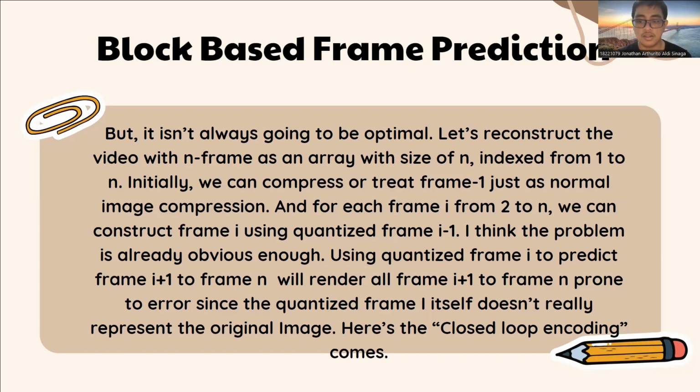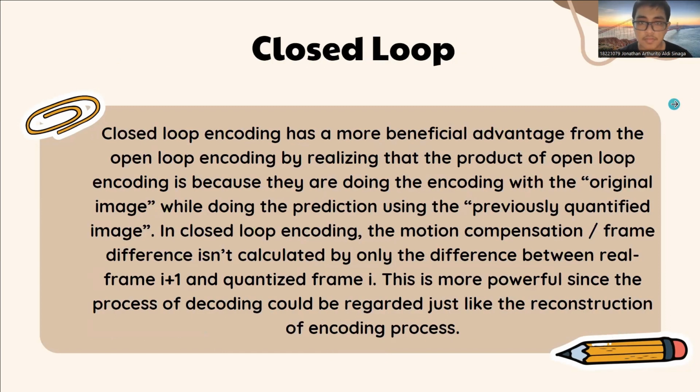Here is why closed loop encoding comes in. Closed loop encoding has an advantage over open loop encoding by realizing that the error in open loop encoding arises because it does the encoding with the original image while doing the prediction using the previously quantized image. In closed loop encoding, motion compensation or frame difference is calculated only from the difference between real frame I+1 and quantized frame I.